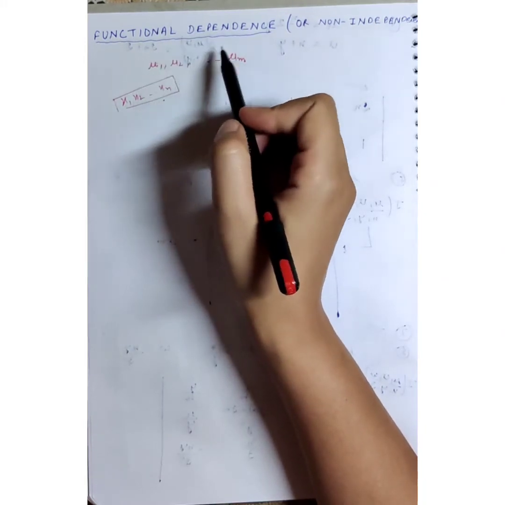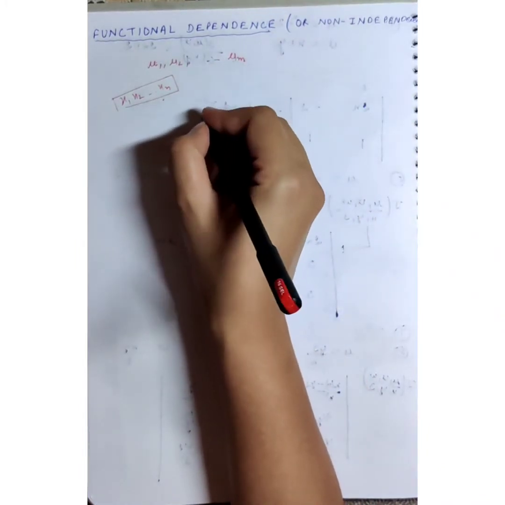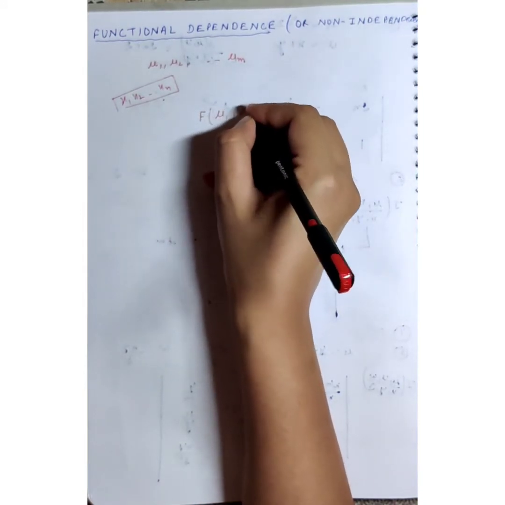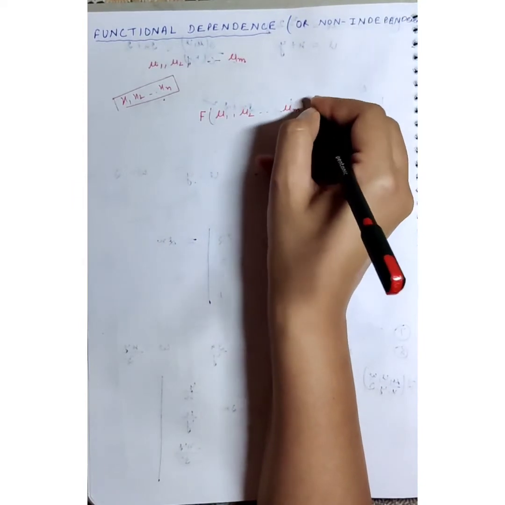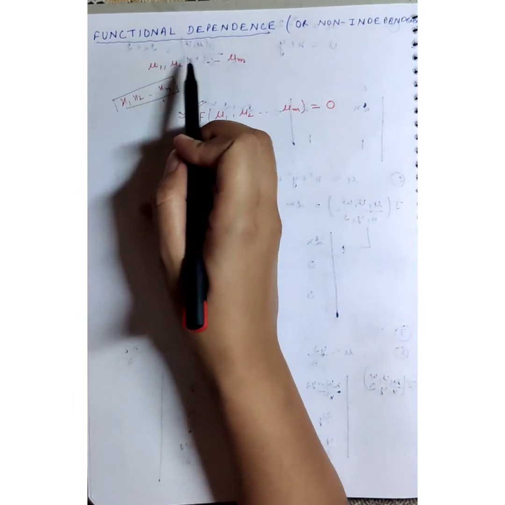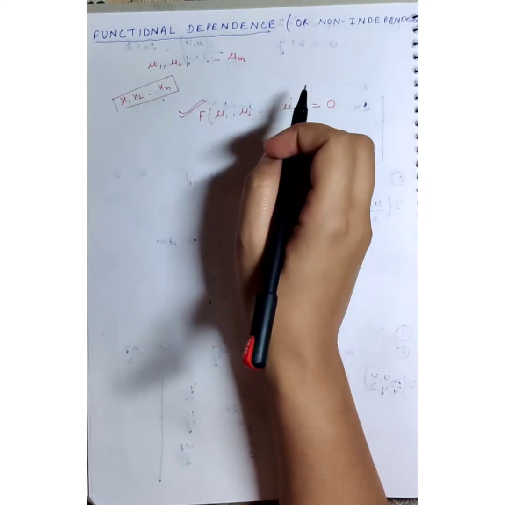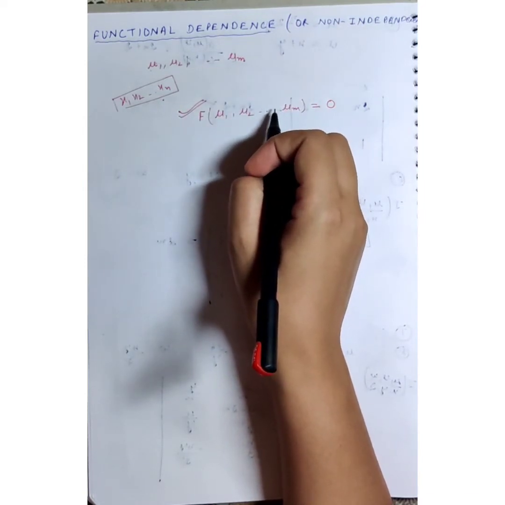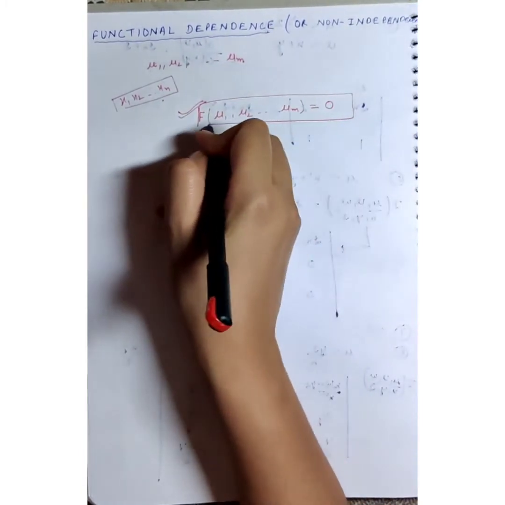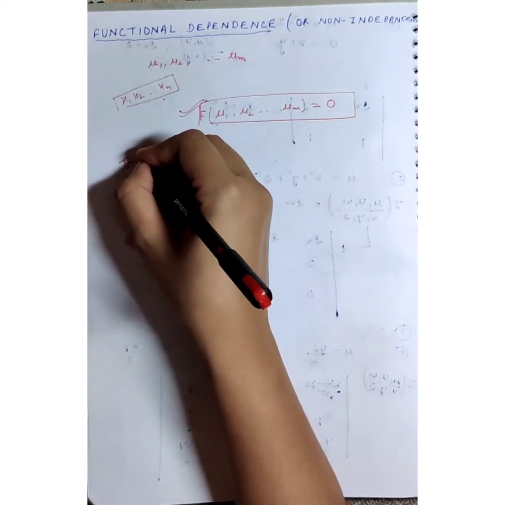Then the functions u1, u2, ..., um are said to be functionally dependent if there exists a relation between u1, u2, ..., um. If such a relation exists between the functions, then they are said to be functionally dependent. Also, if there is no such relation, then the functions are called functionally independent.